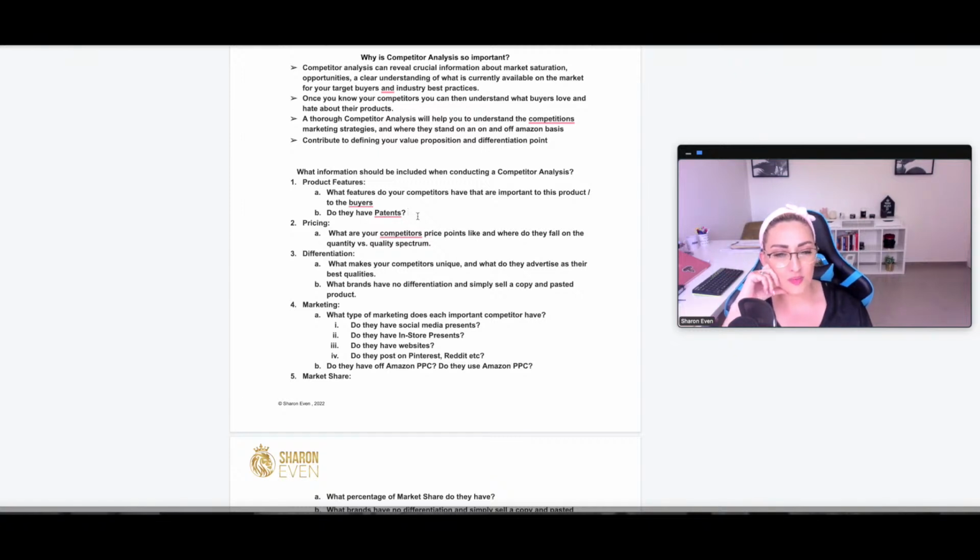Pricing. What are your competitors' price points like, and where do they fall in? Where do they fall on the quantity versus quality spectrum? Something that is important. Maybe you're looking to get into a specific niche, or you are in a specific niche, and most of your competitors are selling at a very specific price point. And there's room to sell at a much higher price point if you just do this one thing. Obviously, very product and niche dependent.